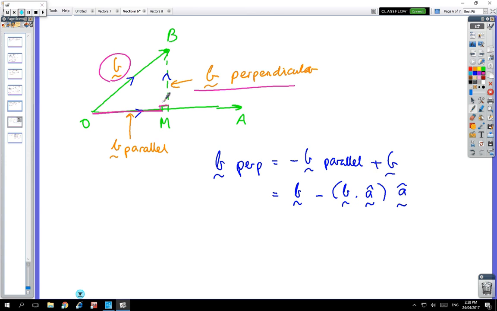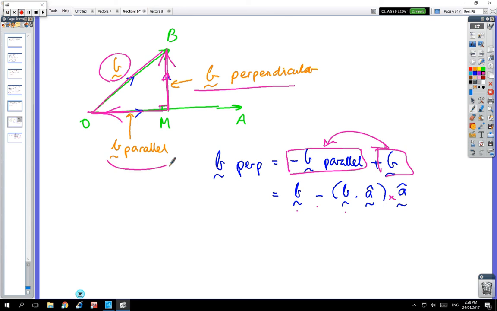If I want to get this vector in this direction, I've got to go backwards along the parallel, and then I can go forwards along B. So B perpendicular is minus B parallel, then add the vector, and I just change the order to put the plus in the front. So I've got B minus B dot A hat times A hat. This will be on the next one with an example, breaking it up into components parallel and vectors perpendicular.